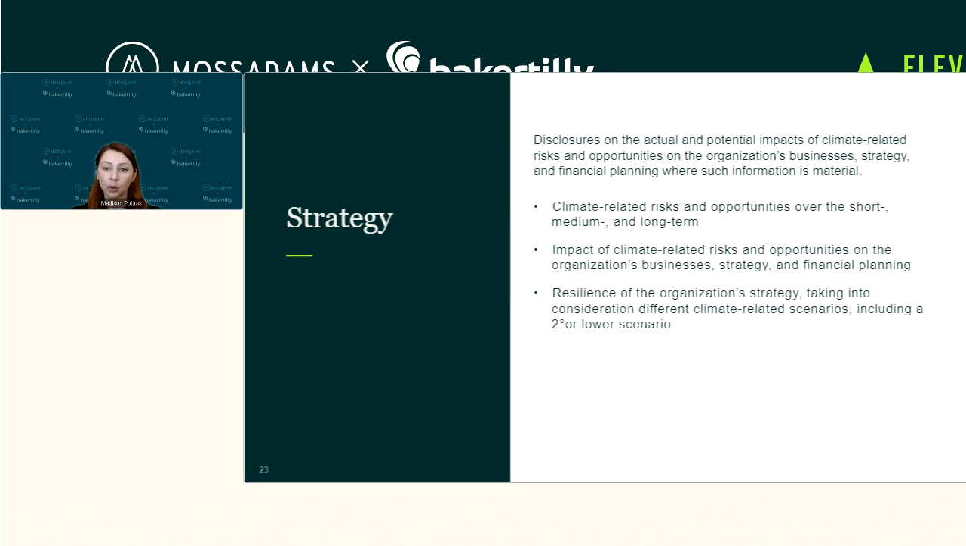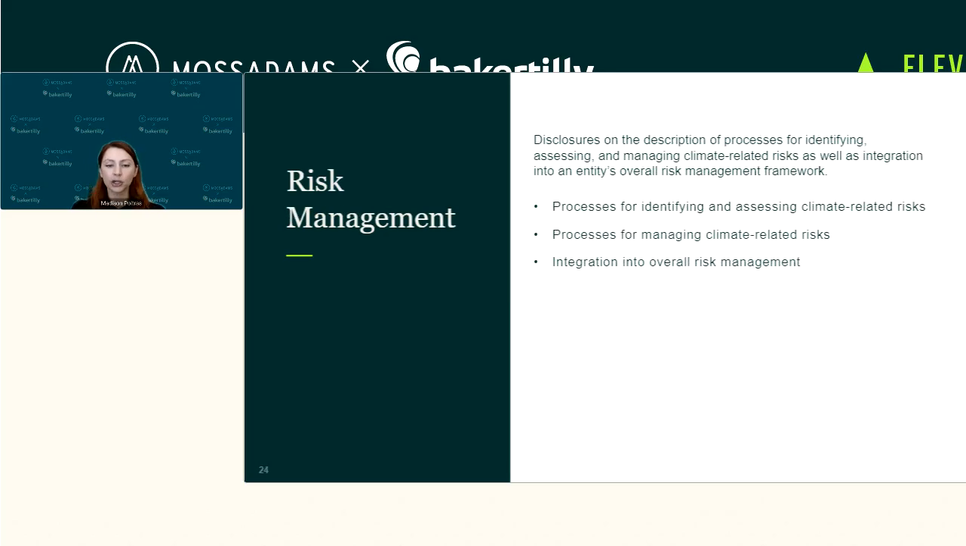And then that third bullet point there is related to what I talked about a little bit earlier, that climate-related scenario and how we can now do a qualitative narrative versus a quantitative scenario analysis based on CARB's most recent update. And then our third component is risk management. So you can think of this as how does your entity identify, assess, and manage these climate-related risks.